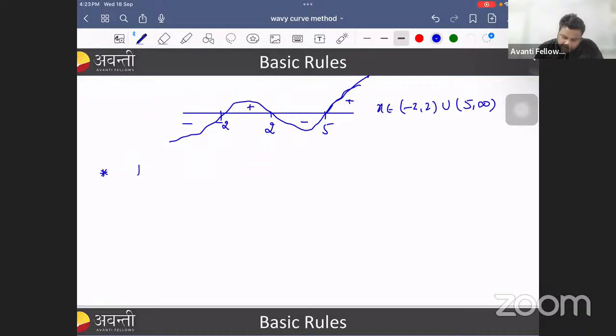In an inequality, avoid taking perfect square both sides.